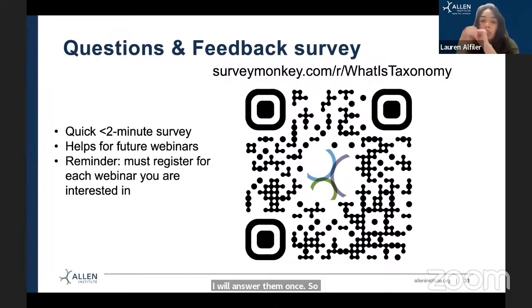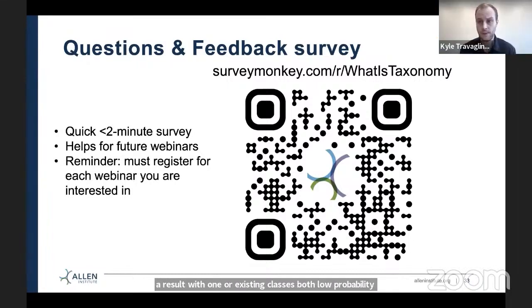So question one is, after I upload my data, can I receive one of the mapping results as an unknown class, or will I always get a result with one of the existing classes, both with low probability? The way Map My Cells works will always give you a prediction, but if, let's say, a cell was off and looked nothing like any other cell, we would expect that the probability of that prediction would be lower than the probability of predictions for cell types that are more highly confidently mapped.